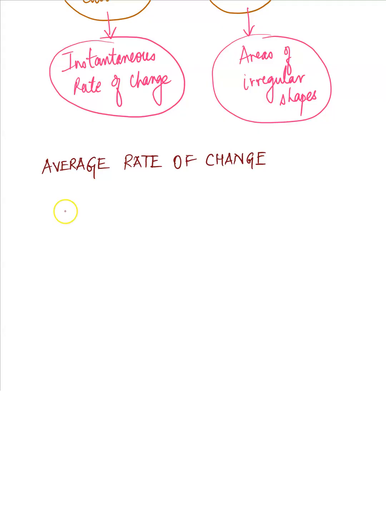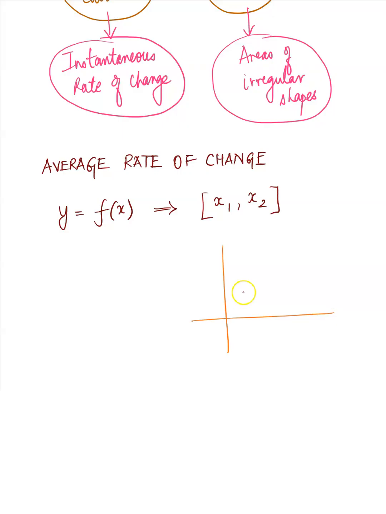So let's consider y equals f of x, some function. This is a function that we are interested in over this particular interval, x1 to x2. To give it a visual perspective, let's say your graph looks like this. You want it to be a curve. You don't want it to be a typical line. So let's talk about this line.